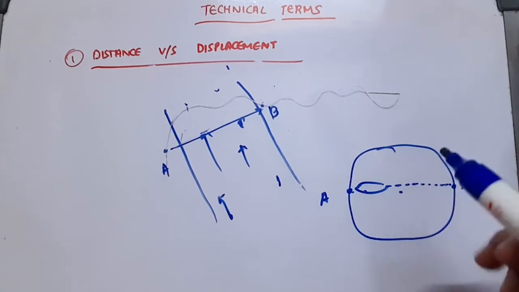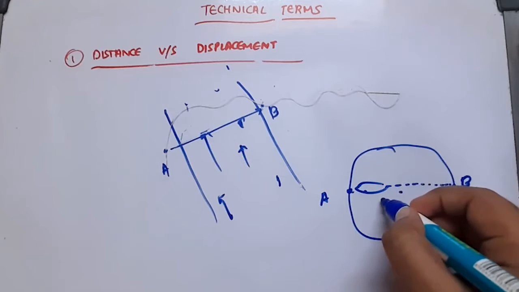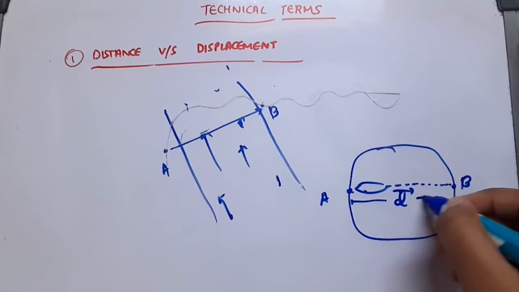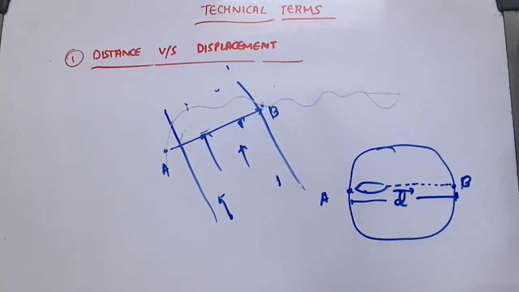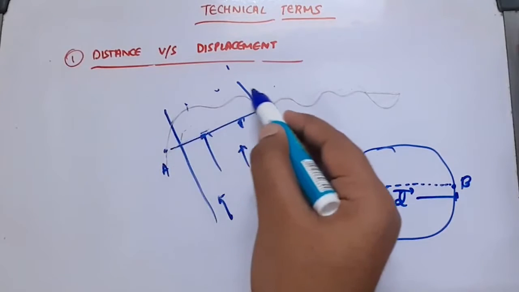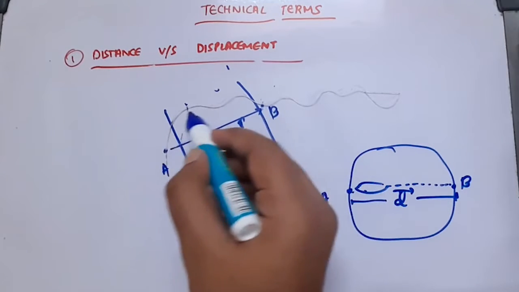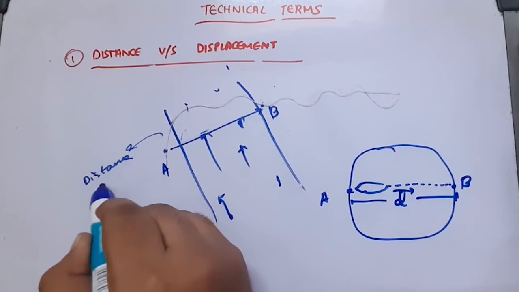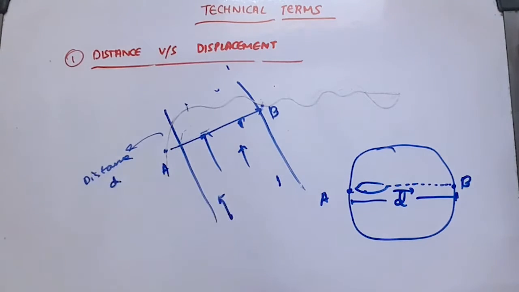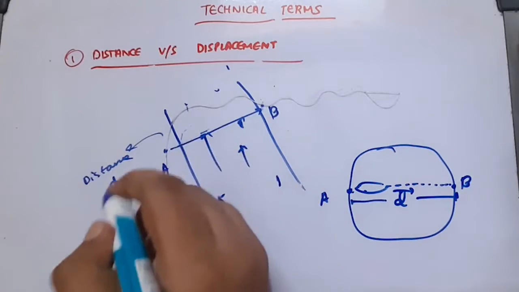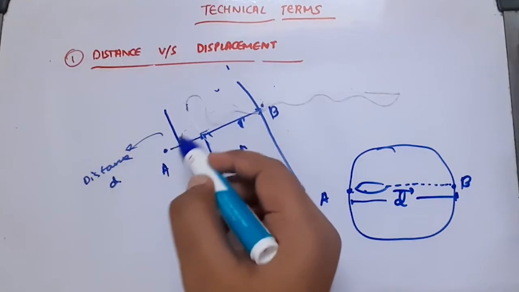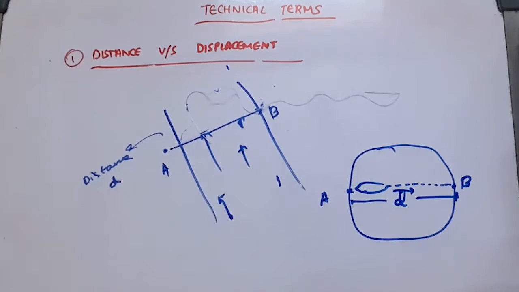This path, the shortest path between the two endpoints, is known as the displacement. It is a vector quantity. And this path which I have followed, it is the distance. The path which has been followed by the string is a distance, and this is written by D, and it is not a vector, it is a scalar. This is a curved path, you can see, but the shortest path was the straight line.